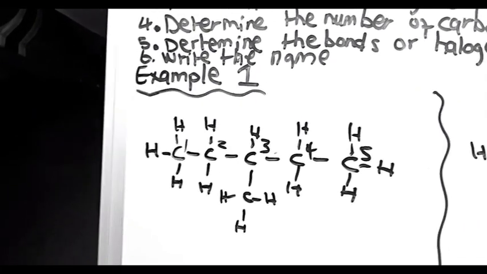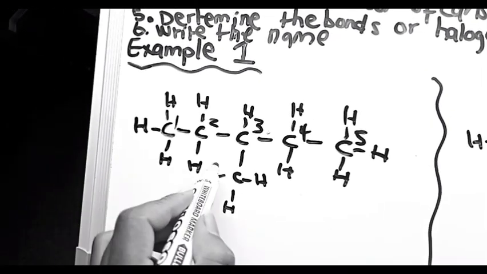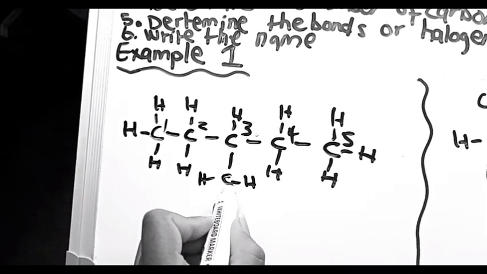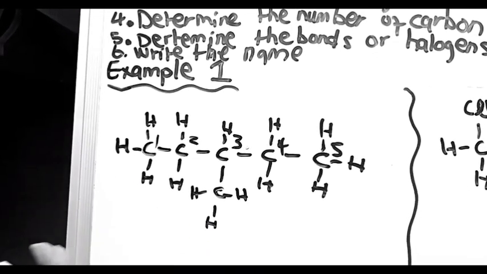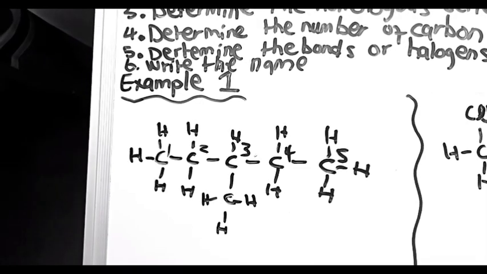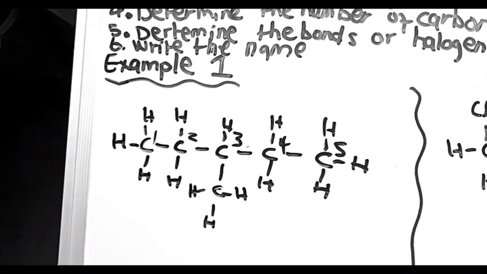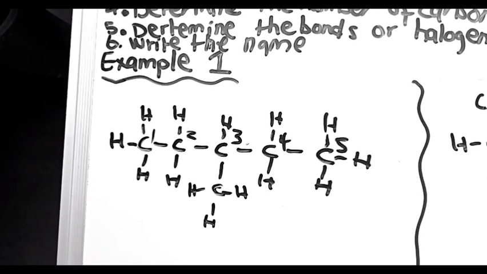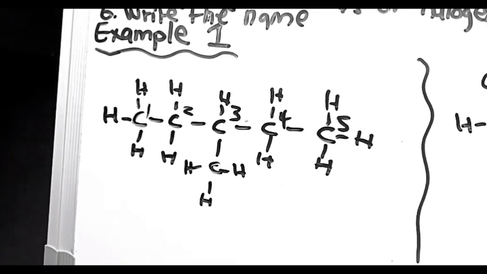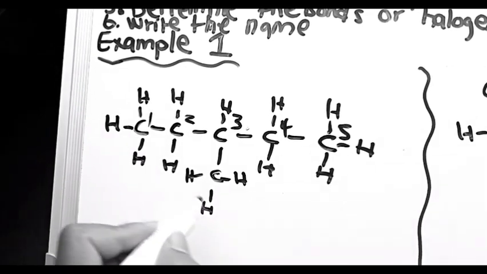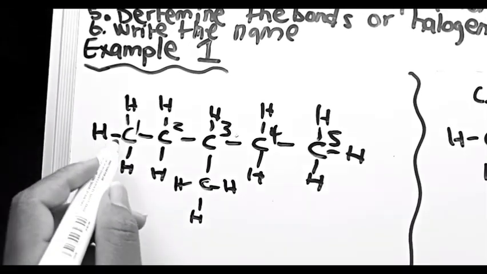As you can see, this carbon that is not included in your longest main chain serves as the alkyl group, meaning it's the branch. So the first thing is that you have to name the branch first. In which carbon is the branch connected? 1, 2, 3.